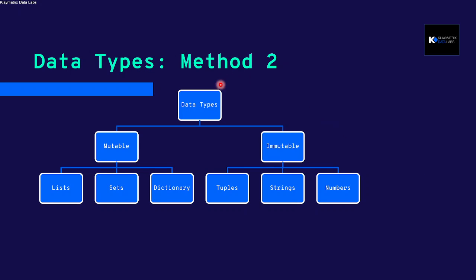Another way to classify the data types under method 2 is to classify them as mutable and immutable. Now, mutable, as the name suggests, means something that can change, and immutable means something that cannot change. So, under mutable, we have lists, sets, and dictionary, which means the composition of these can be changed during the execution of the program. And immutable, like tuples, strings, and numbers, mean the construct of these cannot be changed during the execution of the program. We'll talk more about these concepts later on.